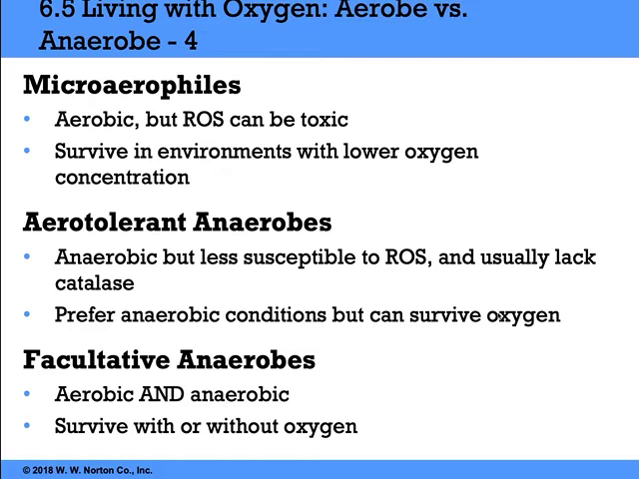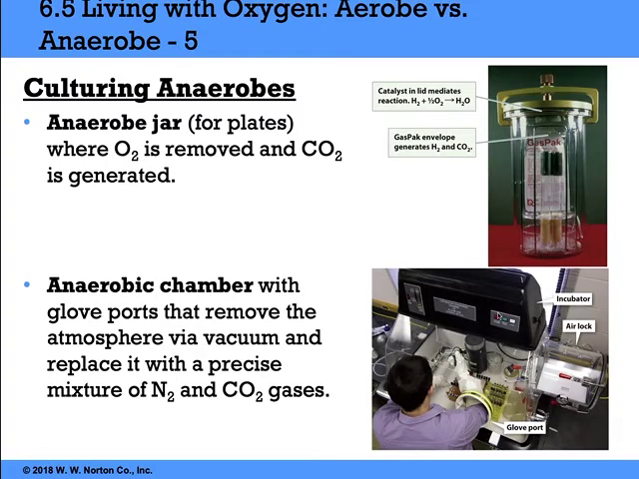Microaerophiles are aerobic, but reactive oxygen species, if they build up to too high a concentration, can be toxic and kill them. And they survive in environments with low oxygen. Aerotolerant anaerobes are anaerobic but not as susceptible to these oxygen species. They don't have an enzyme called catalase, which is one of the ways that we get rid of these free radicals that come from oxygen. And they prefer anaerobic conditions but can survive low oxygen levels. Well, facultative anaerobes can do anything. They can either take or leave oxygen. They can switch off. It doesn't make any difference.